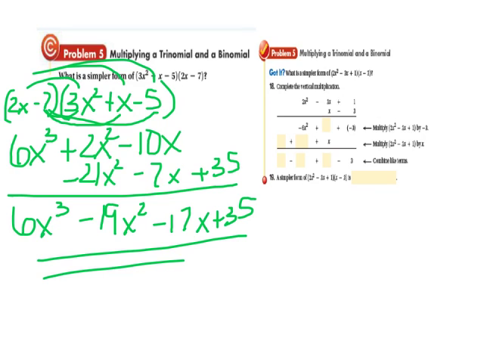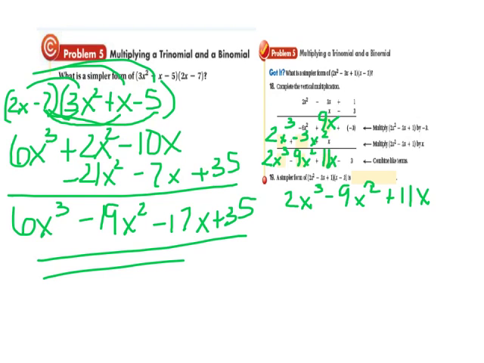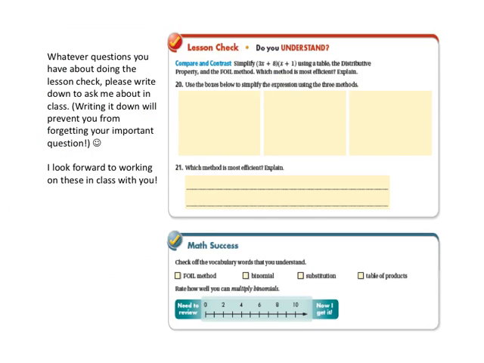Go ahead and pause the video and give problem 5 a try. Okay, hopefully you got 2x cubed minus 9x squared plus 11x.